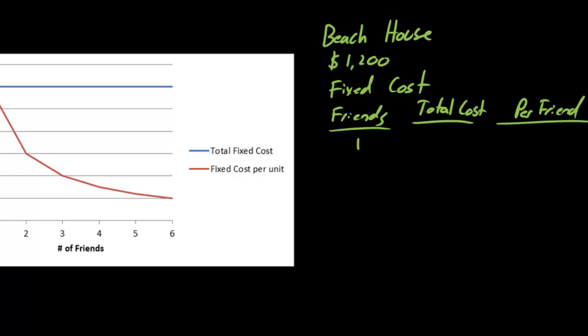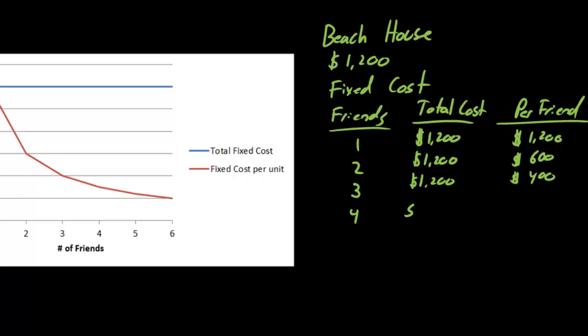If we go to the beach by ourselves, so it's just us, one person, the total cost of this beach house is $1,200. Per friend, since it's just us, it's $1,200 per person, since only one person is going. If we decide to invite a friend with us, so we have 2 people going to the beach, the total cost of the beach house is still $1,200. But now we can divide that total cost by 2 because there's 2 people going, and it's only $600 per friend. If we invite 3 people, the total cost is still $1,200, but now it's only $400 per friend. 4 people, total cost is still $1,200, but now it's only $300 per friend.